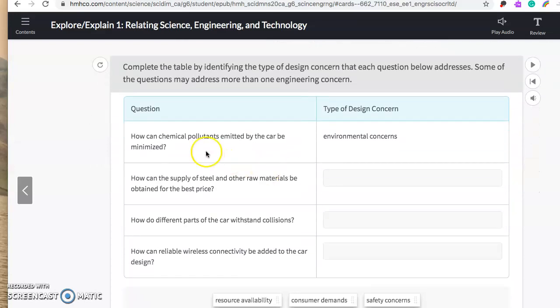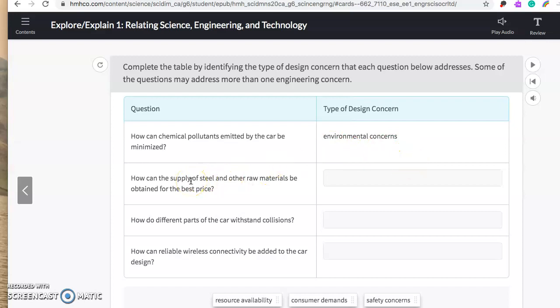So we have to complete what kind of question it is and what is the design concern. So they give us an example here. If it's chemical pollutants that are emitted by a car, how can you make them smaller? Like, you do not want chemical pollutants coming out of a car. That's an environmental concern.